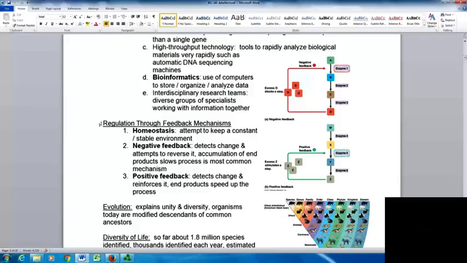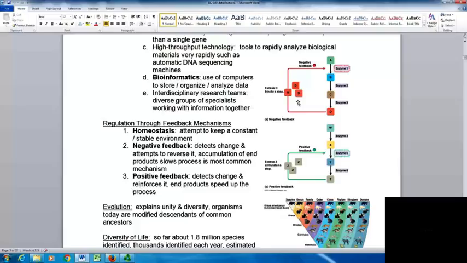So if you have a product that accumulates at the end, its products can actually slow down the process of making it. So if we look over here to the right, we've got a negative feedback loop where you start with step A, there's an enzyme that converts it to B, then to C, then to D. If the products at the end, D, start to build up, what can happen is they can actually come in and inhibit this first step here and say, hey, we've got enough, go ahead and slow down production. As we start to use up those products, then it's no longer available to block the production, and you can have production start again. So this is a very common mechanism in living systems.